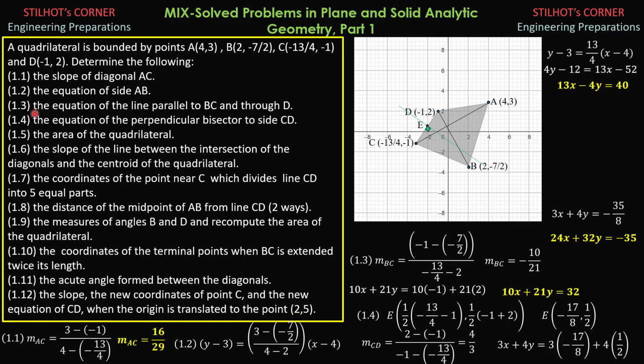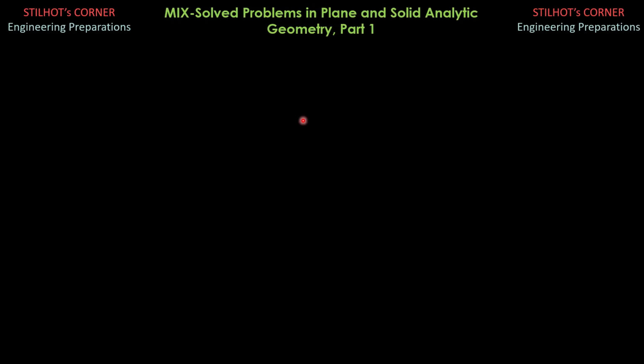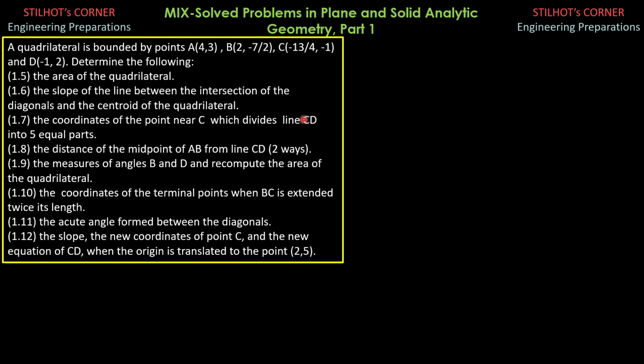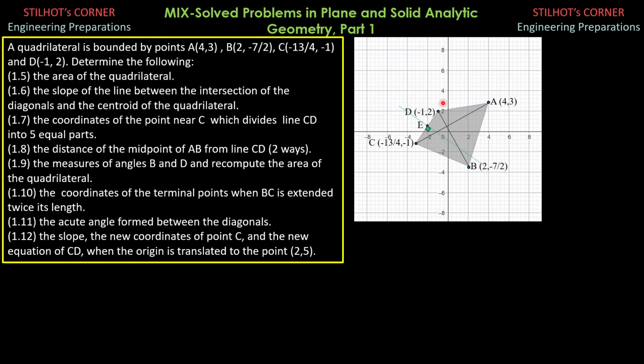We proceed to 1.5, the area of the quadrilateral, and let's have that on the next slide. So for the area, we arrange the points in counterclockwise manner, remember, so that the area will be positive. So area equals, let's have the figure. Area equals 1/2 of quantity. Let's begin at A. You can begin at any point, as long as they are arranged counterclockwise.